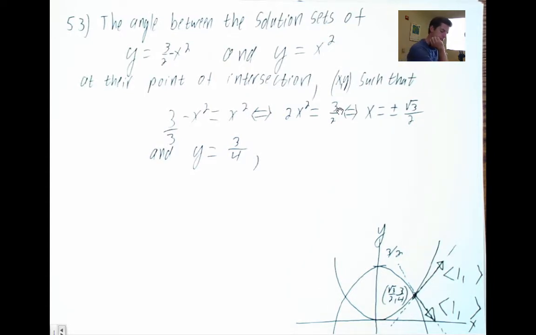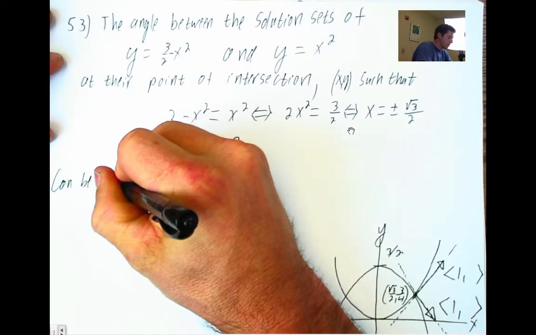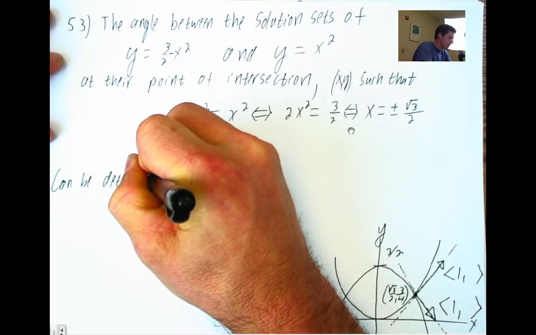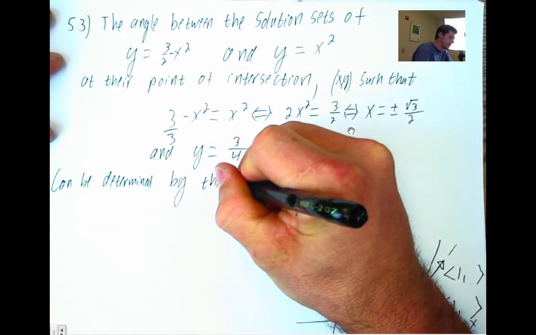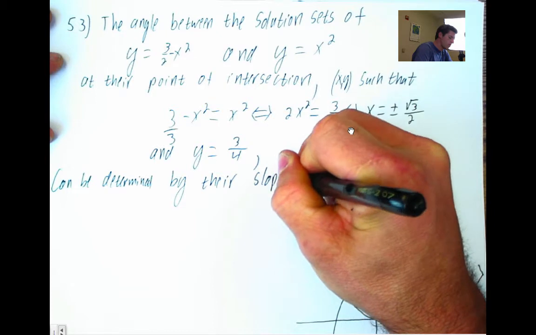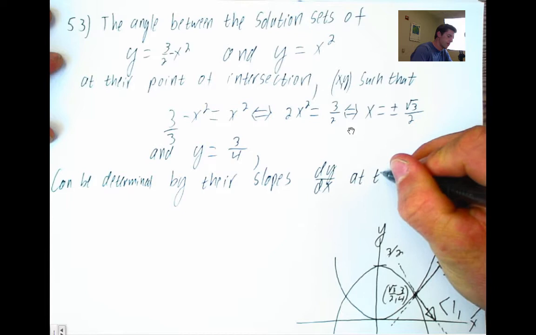So now I need to think about how to get that derivative. Mostly now I'm thinking about how to word the sentence. How about this? Can be determined by their slopes at these points. dy dx at these points.